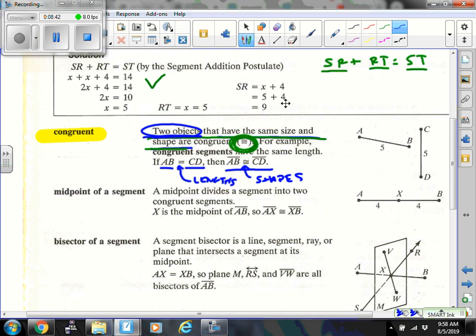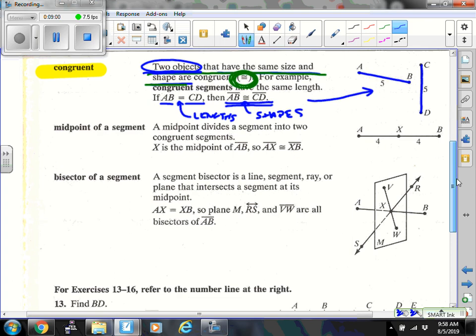So here's the illustration that they're talking about. The length AB is the same thing as the length CD because they're both 5. If the lengths are the same, then I can say line segment AB is congruent to line segment CD.